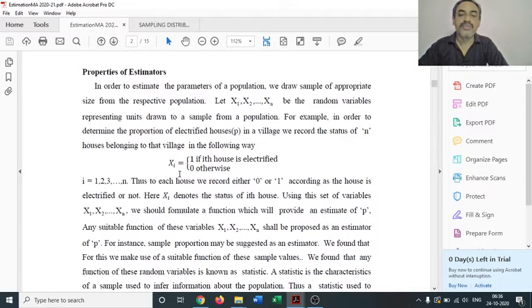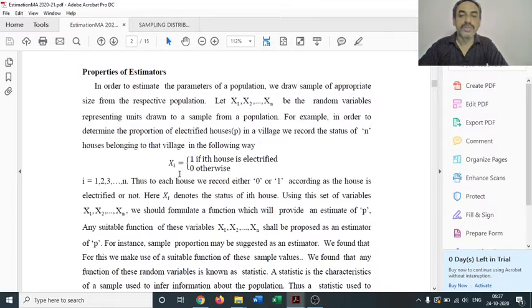For example, if you have to determine the proportion of electrified houses in a village, we will have a set of variables representing the response of the units of that investigation. So xi is the response of the ith house. xi will be 1 if the house is electrified and xi is equal to 0 otherwise. Actually, when we come to the field, we will either record 1 or 0. But for formulation of principles, we are not making use of these ones and zeros. We are making use of variables representing these values of the responses.